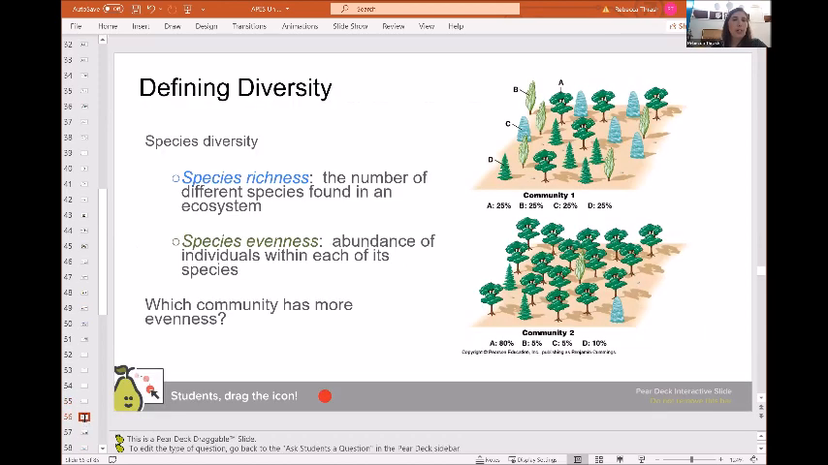Okay, so how do we define diversity? Maybe y'all did a lab about this where you looked at species richness or species evenness. So when we talk about richness, we're talking about the number of the different species, but evenness is just the abundance of individuals. So which one do you think in this diagram has more evenness?